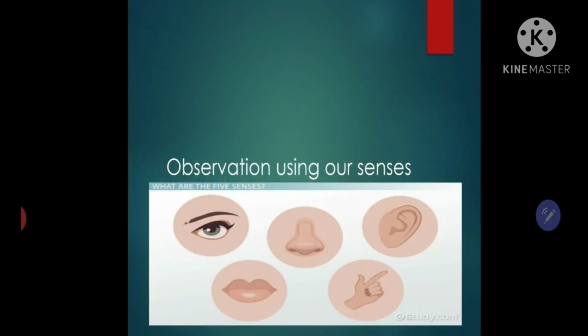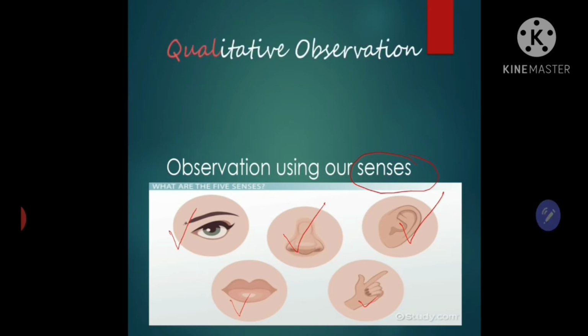Okay, in observation, one way to observe something is by the use of our senses. And we know that we have 5 senses. We have our eyes to see, our nose to smell, our ears to hear, our tongue to taste, and our skin to feel something. So we can observe something or we can describe something by using our senses. And that is what is so called a qualitative observation.